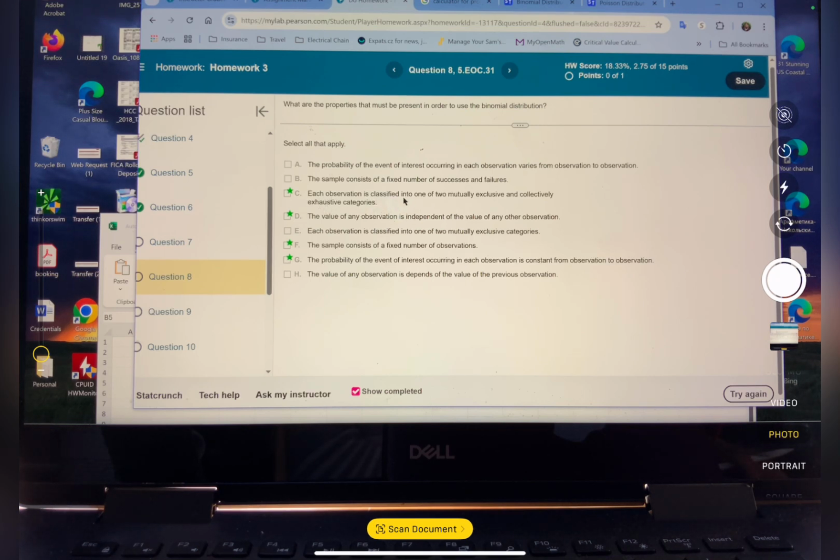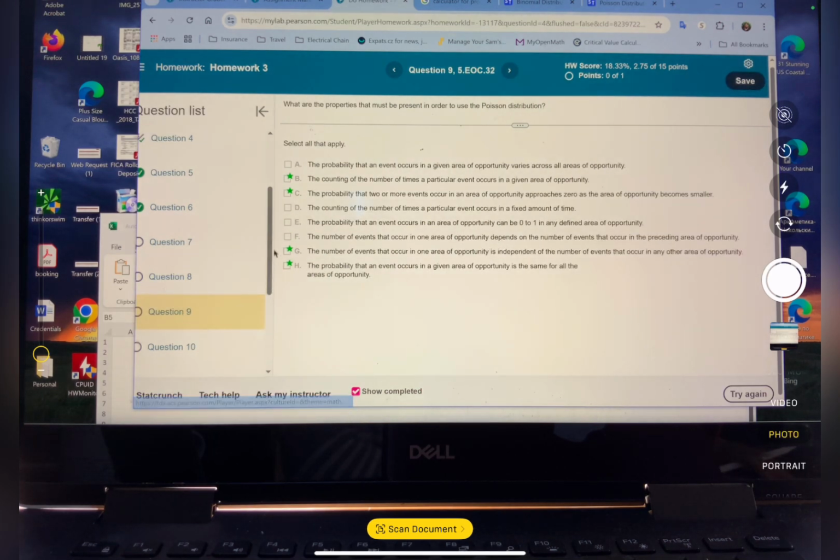Each observation is classified into one of two mutually exclusive and collectively exhaustive categories. They are mutually exclusive; they cannot happen at the same time. Remember, they are independent. Next, the value of an observation is independent of the value of any other observation. We know that. Next, the sample consists of a fixed number of observations. It's also a very important part. And the last one, the probability of an event of interest occurring, which we call the probability of success, is the same from one case to another.